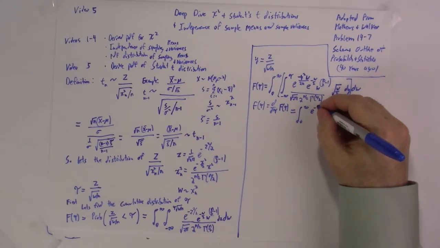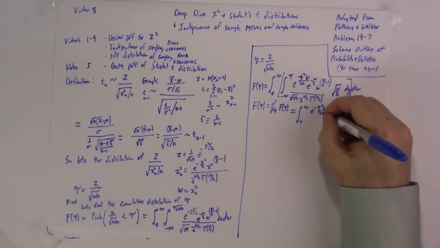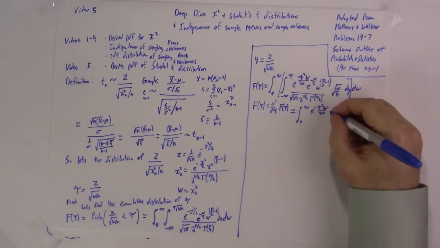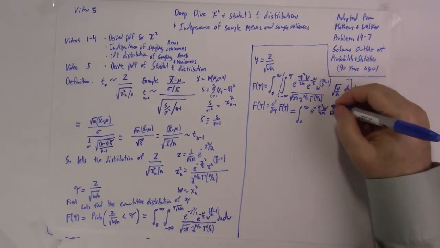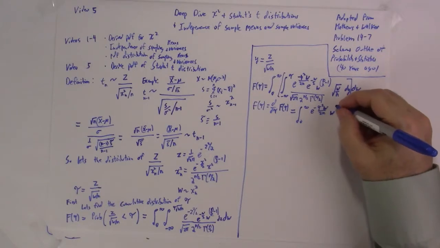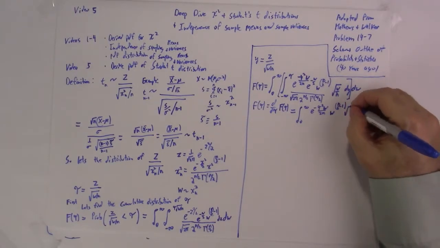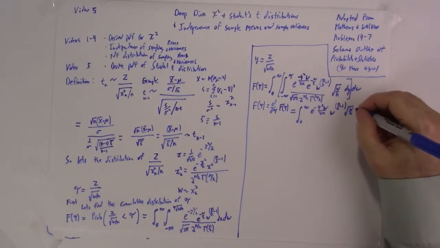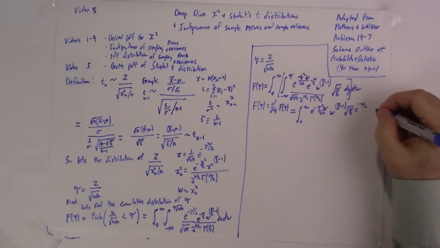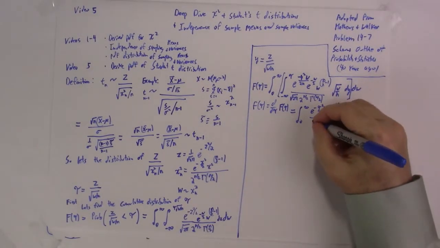e to the minus tau squared w over 2n, dw. Okay, I left out the e, I'll put it back. W to the n over 2 minus 1, square root of w over n. I left out the e to the minus w over 2, dw. Then our constants.